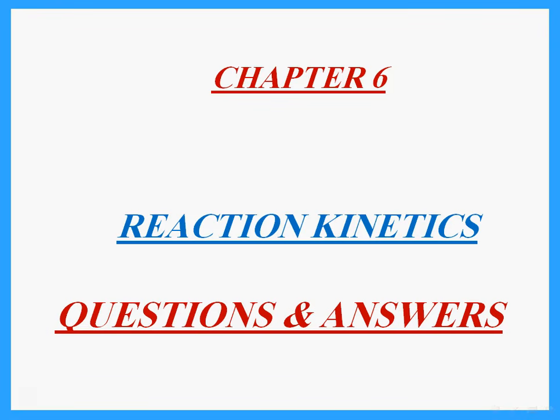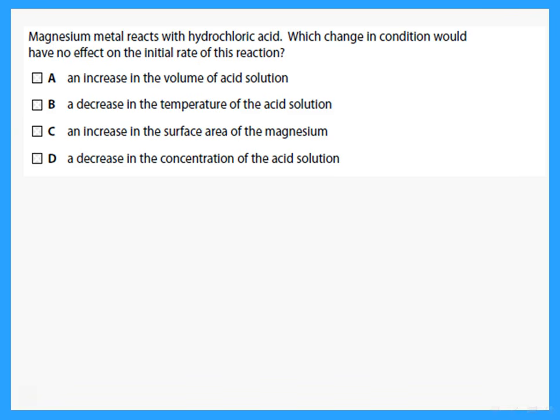So we're doing some practice questions very quickly. This is the first one. Magnesium metal reacts with hydrochloric acid. Which change in condition would have no effect on the initial rate of the reaction? The first option is an increase in the volume of the acid. Remember that this would not have an effect on the initial rate of the reaction. But if we decrease temperature, yes, it will lower the rate.